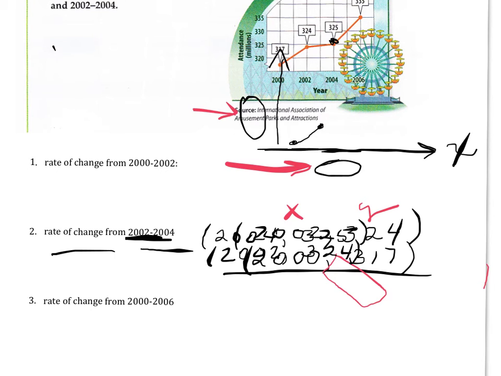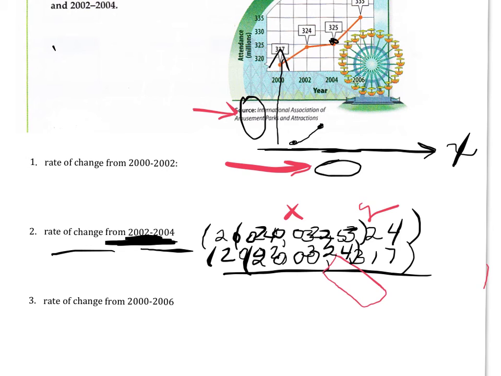Okay, I hope you got what I got in blue. Check your work with my blue work. So the change in y for the rate for the years 2002 through 2004, 325 million minus 324 million is equal to 1. Change in x, 2004 minus 2002 equal to 2. So the rate of change in attendance from the years 2002 through 2004 is 500,000 people per year. Make sure you included the million and the label people per year.